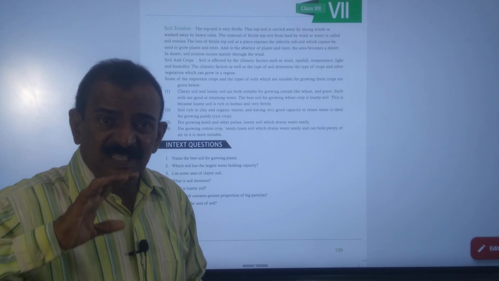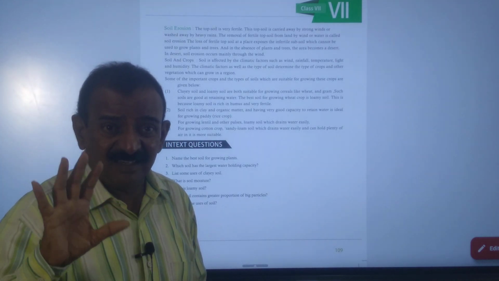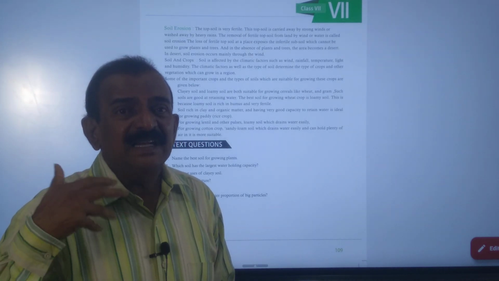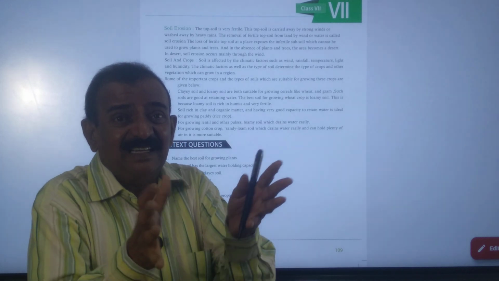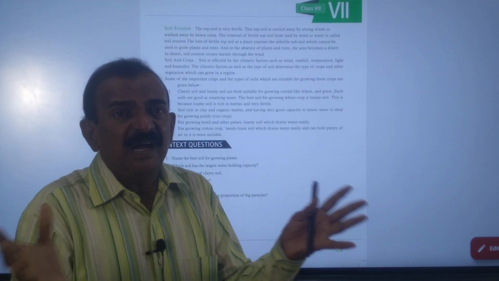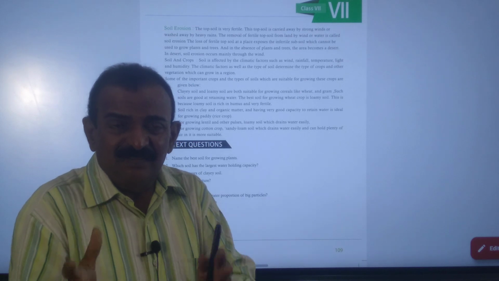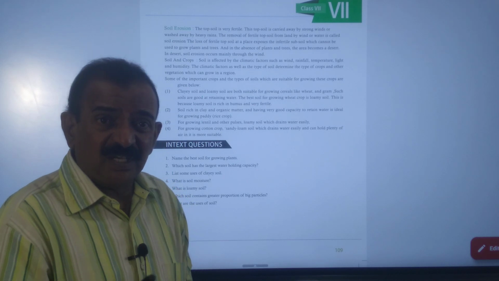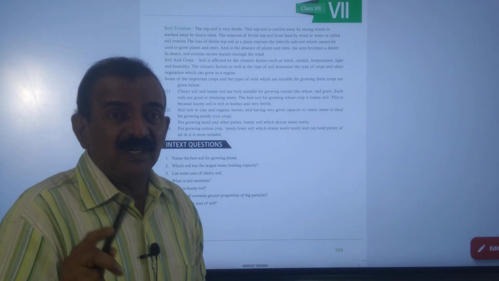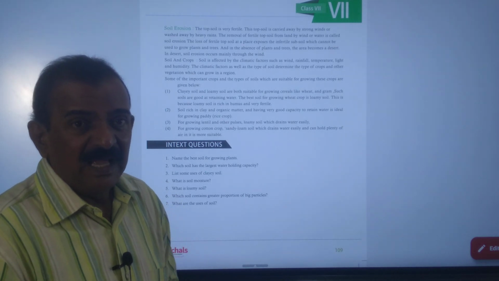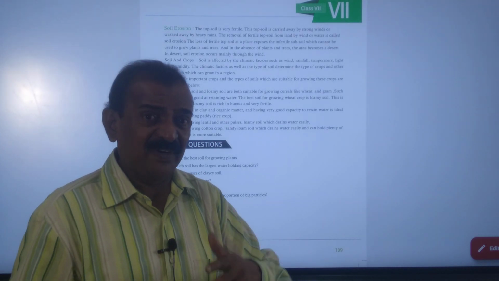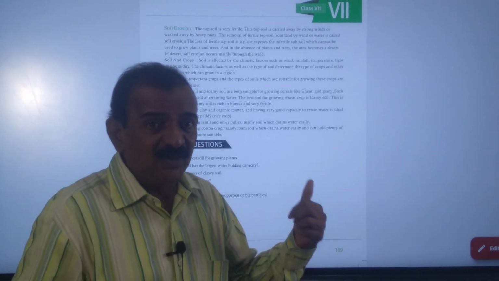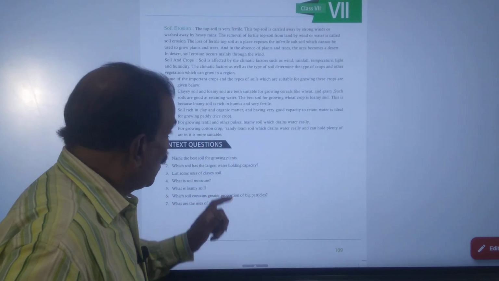So here there are different types of soils on earth, and we human beings are growing different types of crops in different soils, but not the same type of crops in a particular type of soil. So what are the soils which are suitable for the growth of wheat, cotton, tobacco, and vegetables? That information is given in this page number 109.